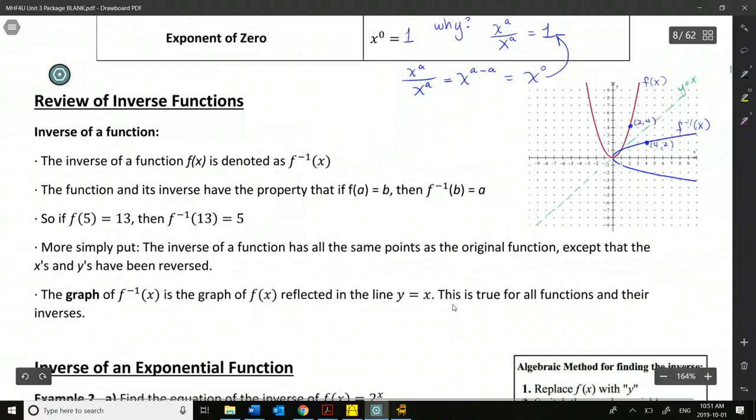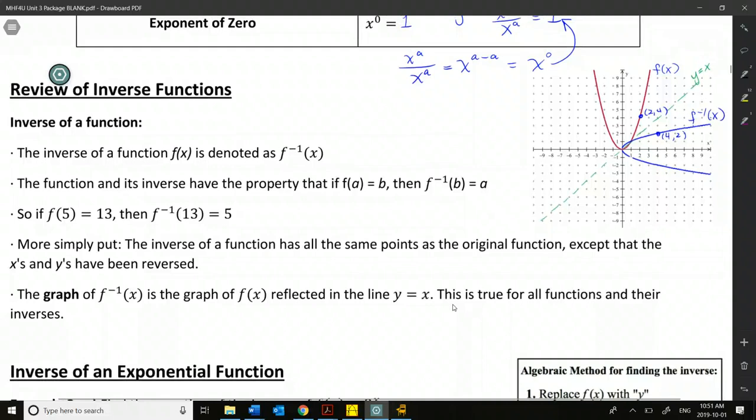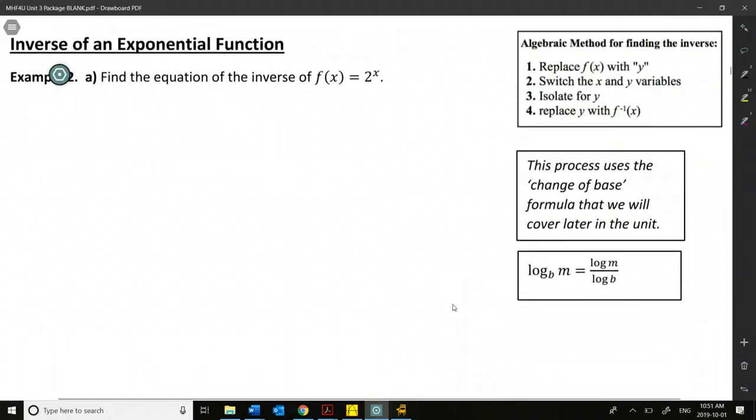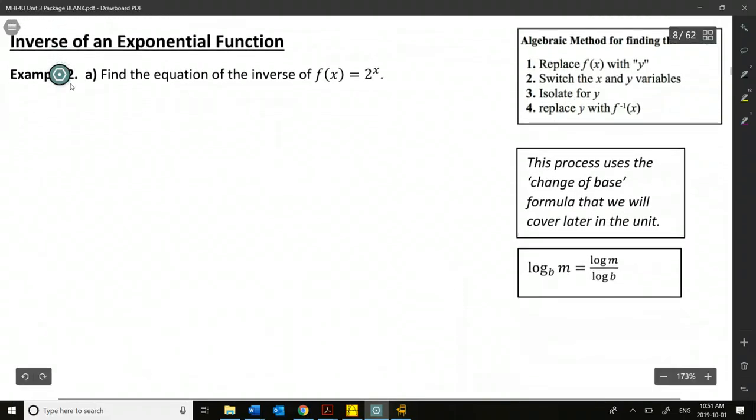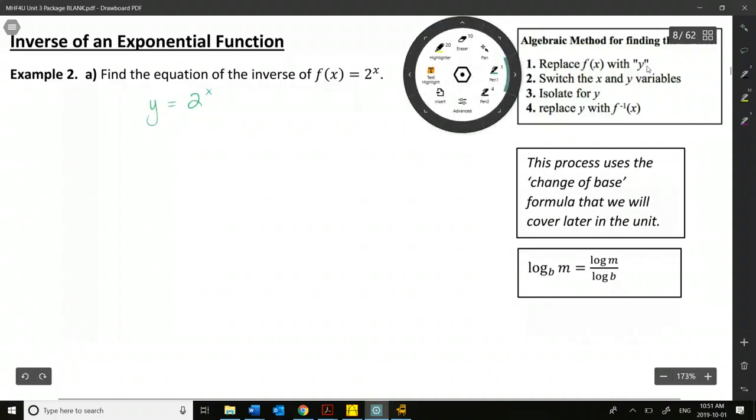All right, so we did this with quadratics in grade 11, with square root functions in grade 11, and with simple linear functions. I want to talk about the inverse of an exponential function here. If you're not quite sure how to do this algebraically, the process is that we need to replace the function notation that we see here with y. So I'm just going to start by doing that. Instead of f of x, we'll put y. That's step number 1.